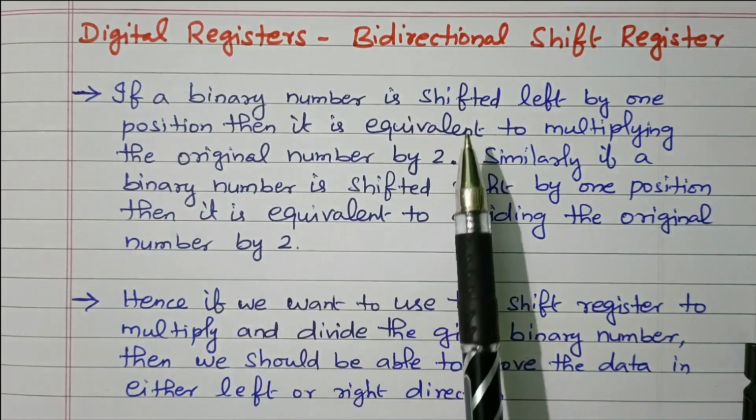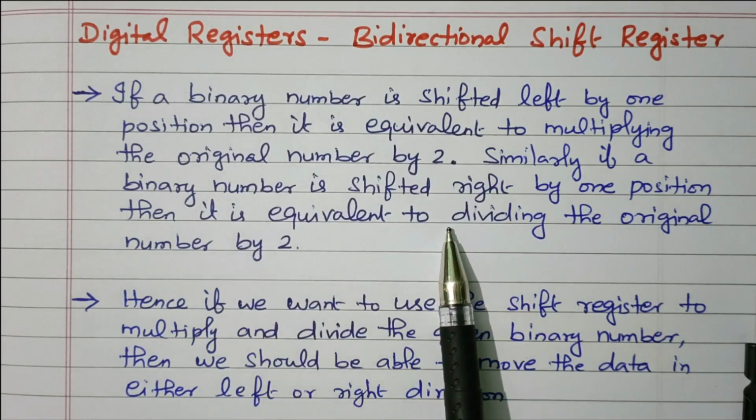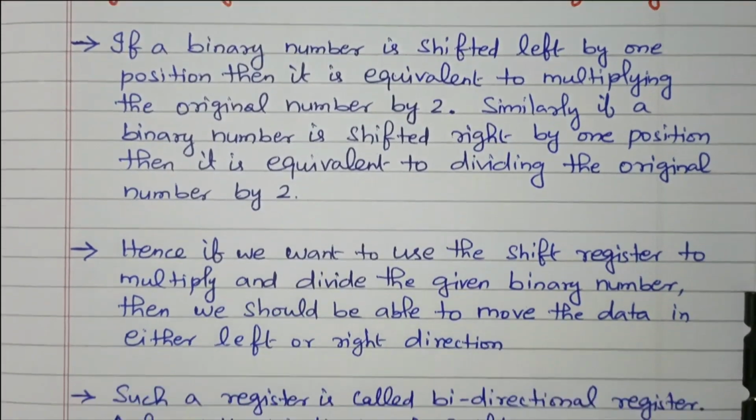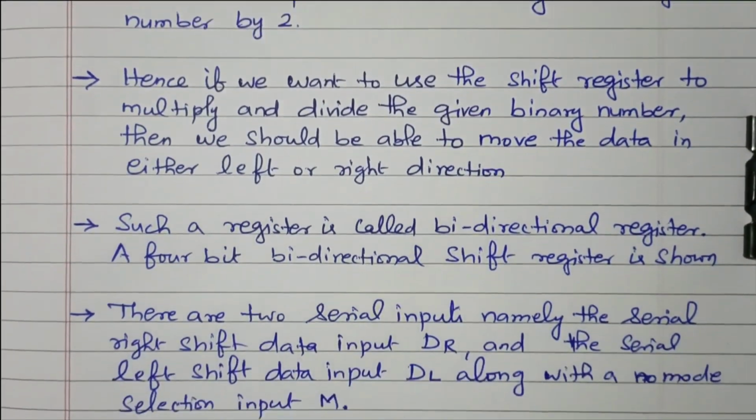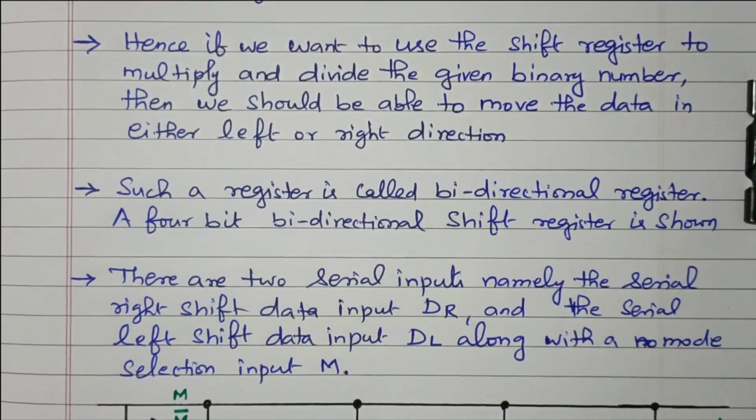So by using this bidirectional shift register, we can move the data either left side or right side. That is equivalent to multiplication or division. For that purpose, we are using the bidirectional shift register. We'll see the further details.